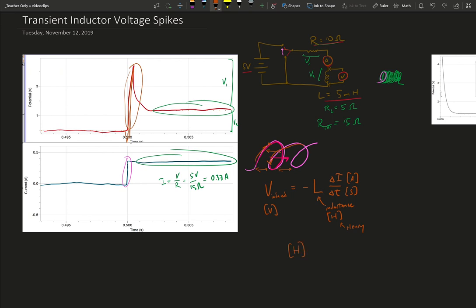One Henry is the same as a volt times a second divided by an amp. But hey, wait a minute. We can look at Ohm's law. V equals IR, or V over I equals R. That means volts over amps is the same as resistance. It's an ohm. So we can also look at a Henry as an ohm times a second.